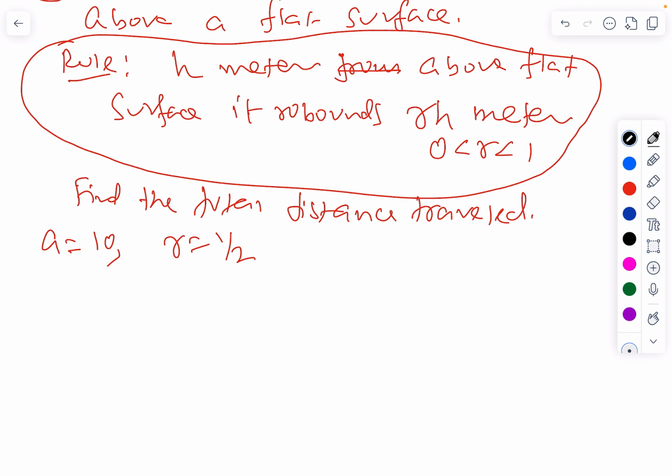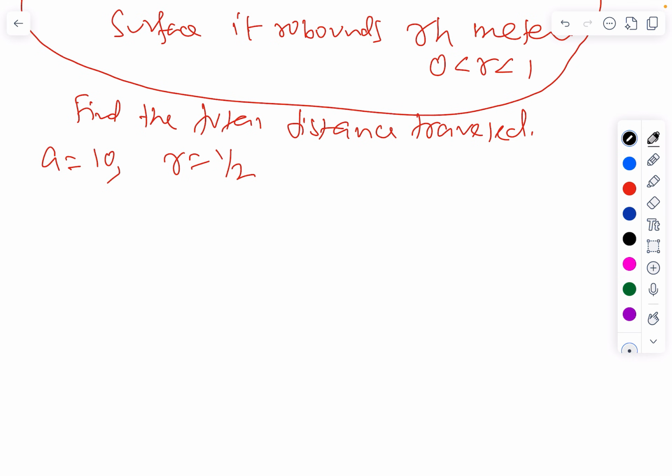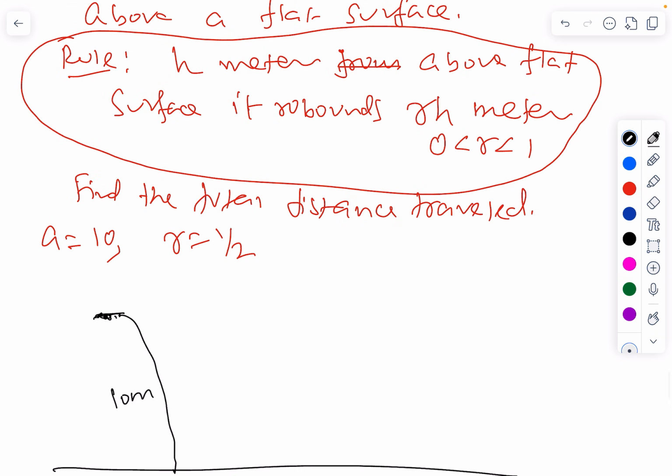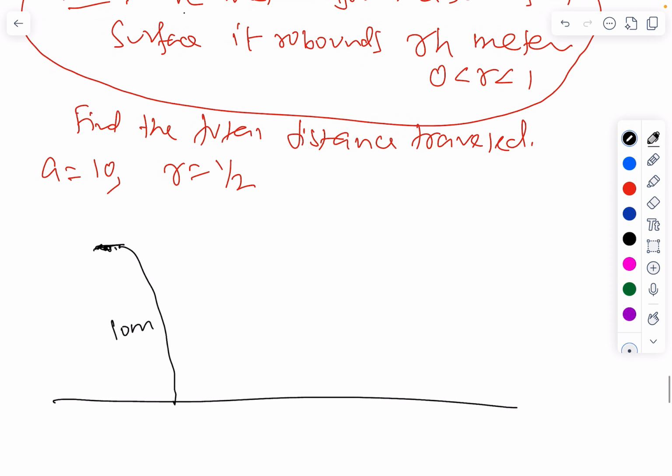So let us see like this. Suppose this is a flat surface and from here we are dropping the ball the first time. So suppose 10 meter. Now, if you drop a ball h meter above the flat surface, it rebounds Rh meter. In our case, 10 and 1/2, so it rebounds 10 times 1/2, like 5 meter.